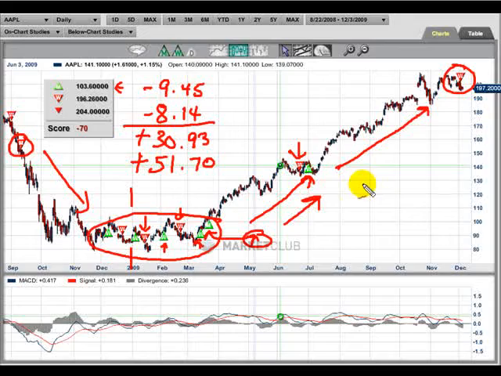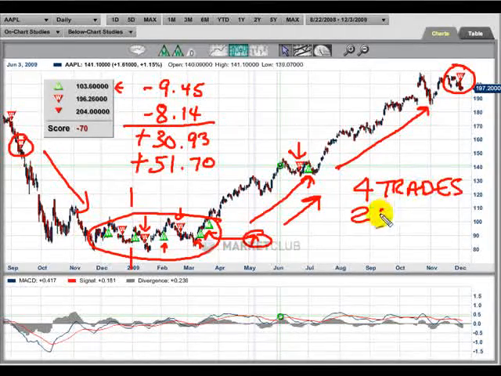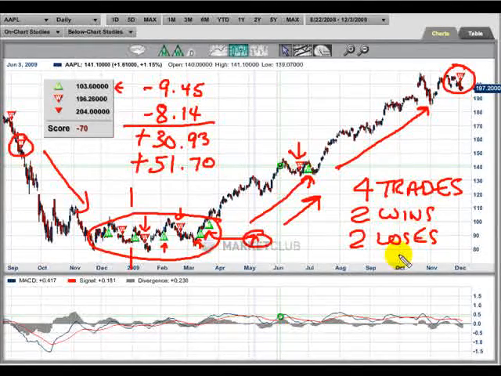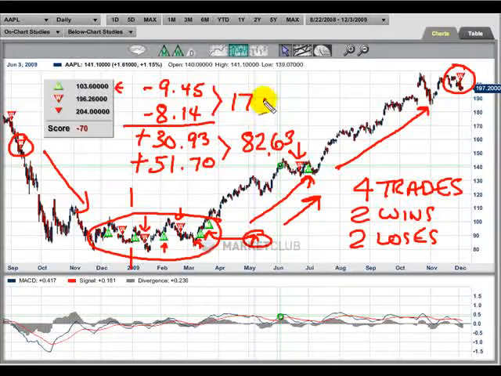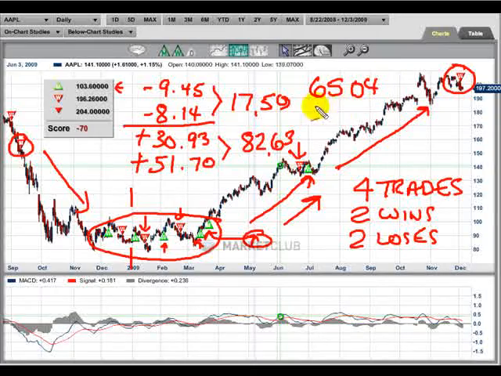So we've had basically, here it is, 4 trades. This is during the course of 12 months. 2 wins and 2 losses. Okay? The key thing is here, our winning trades, if you just total this up, come to 82.63 in gains. Our losing trades, if you total this up, come to 17.59. So if we subtract 17.59 from here, we get a grand total of 65.04 profit on trading Apple since the beginning of the year up until now.